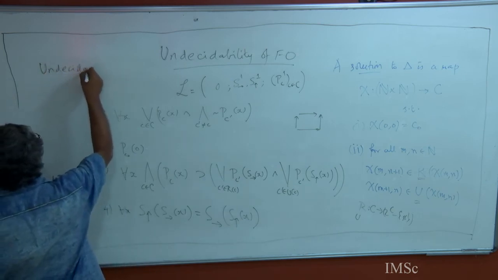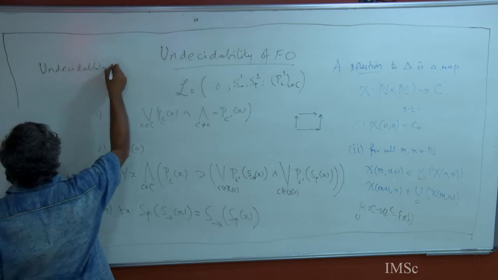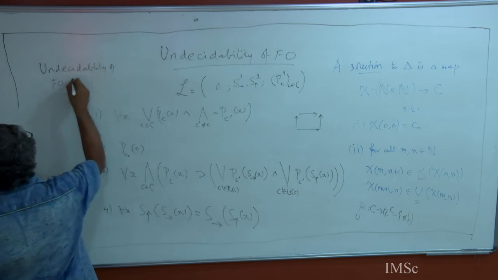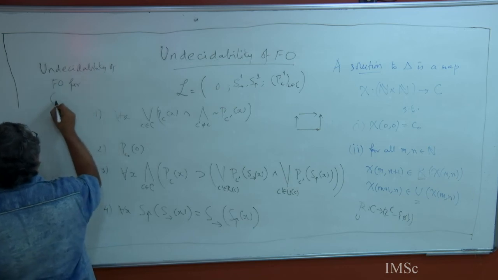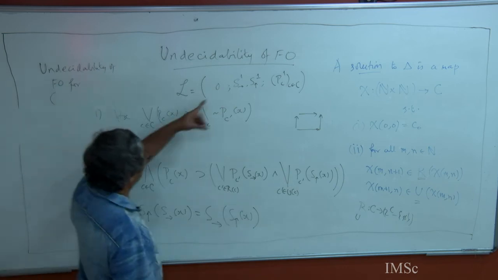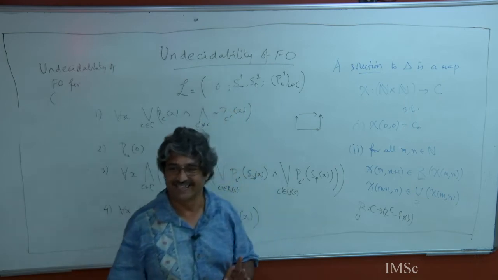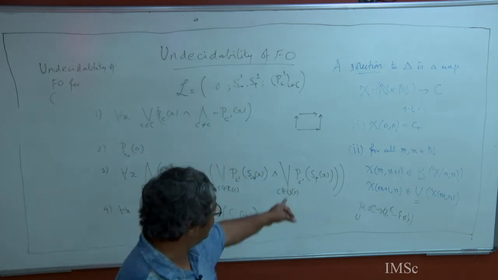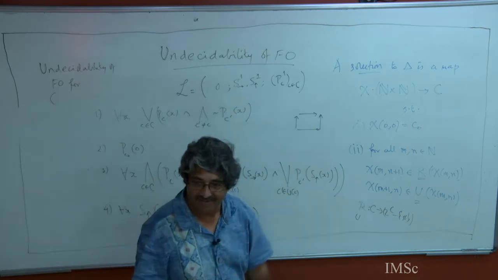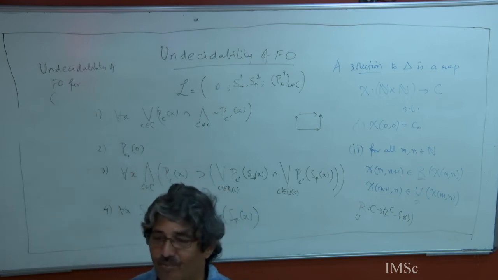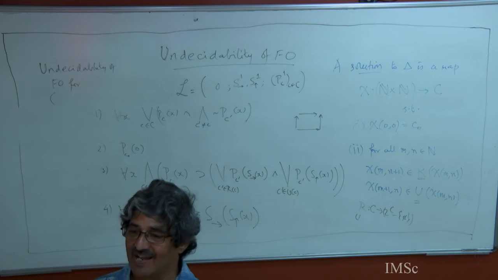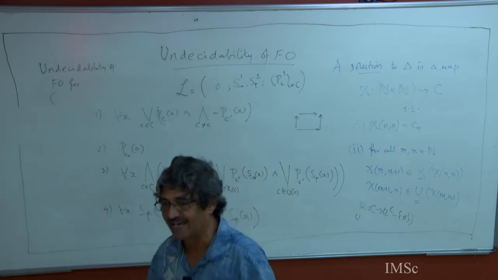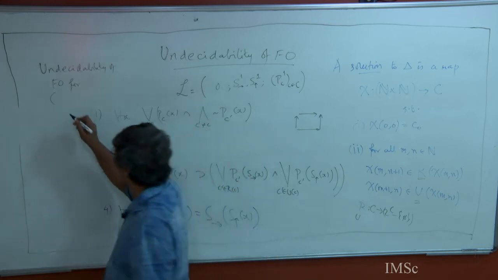Undecidability of FO for one. By the way, this constant symbol is really a distraction, right? This coloring problem continues to be undecidable even if you don't put an origin constraint. It's just another coding. So we can always get rid of that constant symbol. So that's not a problem.